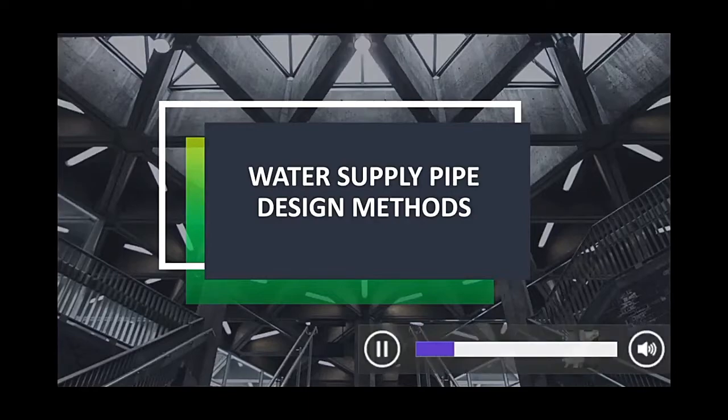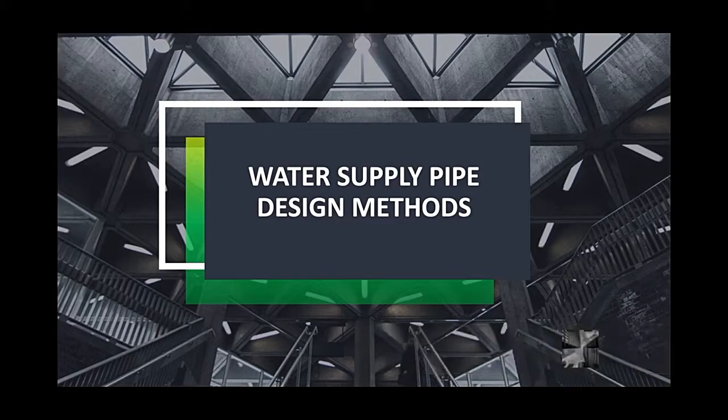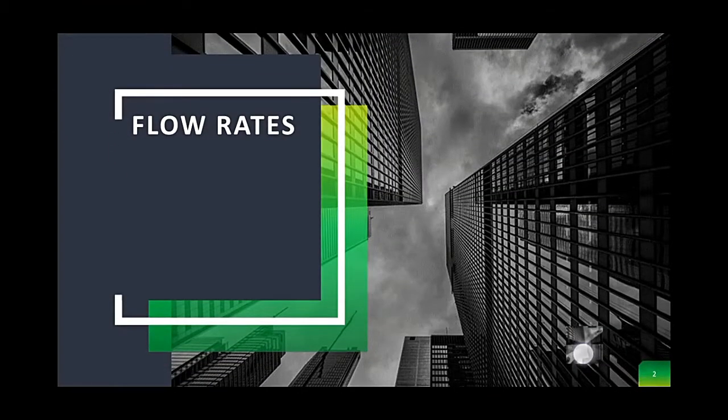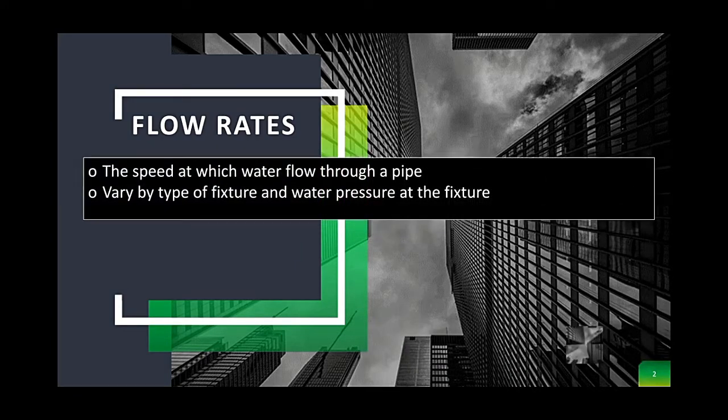Water supply pipe design methods. Before discussing the methods, we will be first discussing flow rates, water consumption, and water demand. So, flow rates is the speed at which water flows through a pipe. This will vary by the type of fixture and water pressure at the fixture. Each fixture in the plumbing system is designed to operate a specific flow rate, expressed in gallons per minute, liter per second, or liter per minute of flow.